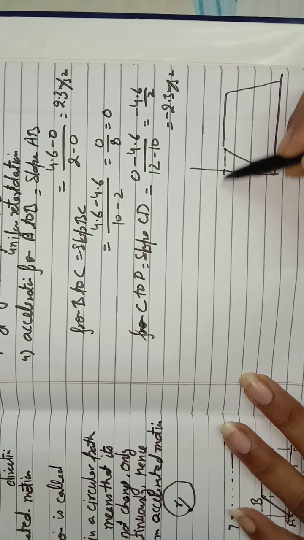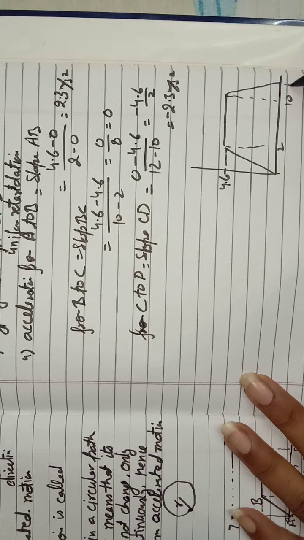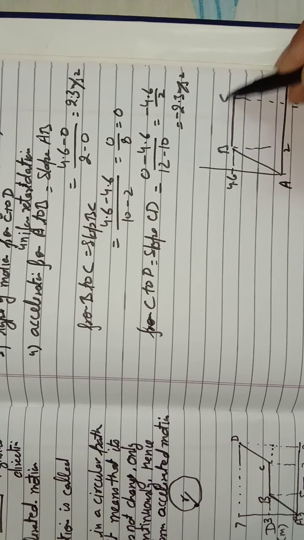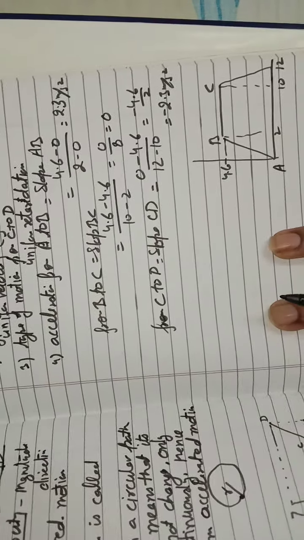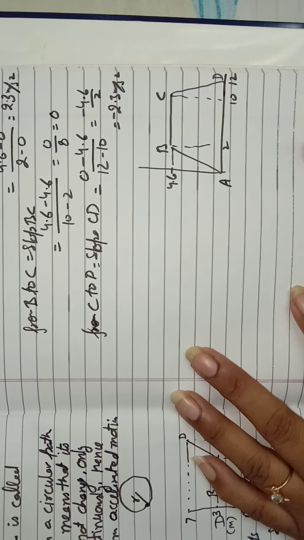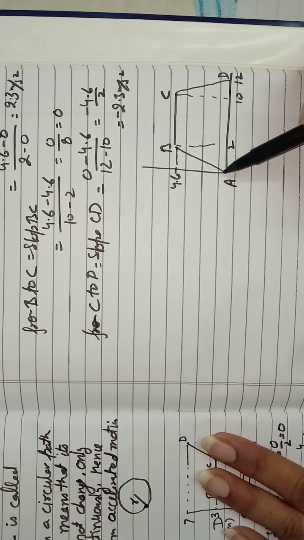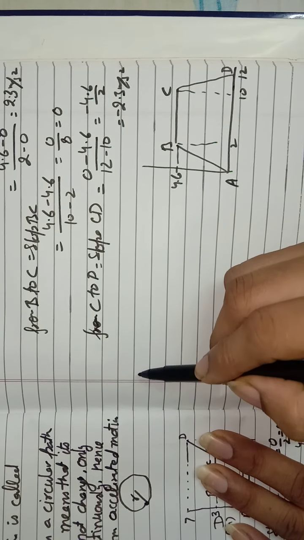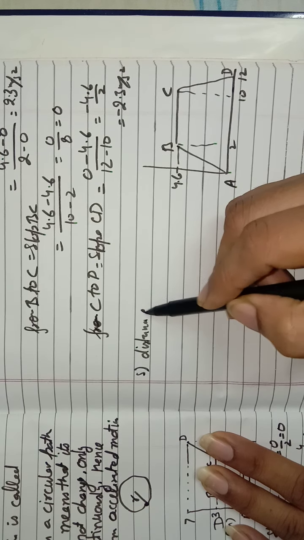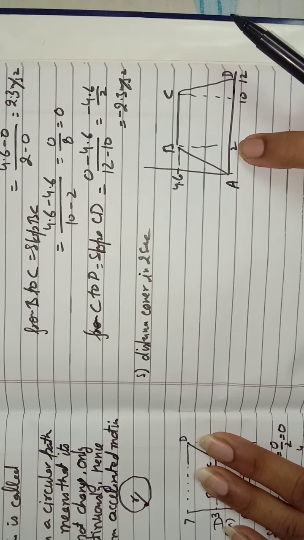Okay, this is 4.6, 2, 10 and 12. A, B, C. Okay, sorry, A, B, C and D. So dirty, na? If you want to find the distance covered from A to B. Now the next part is distance covered in 2 seconds, in the first 2 seconds.